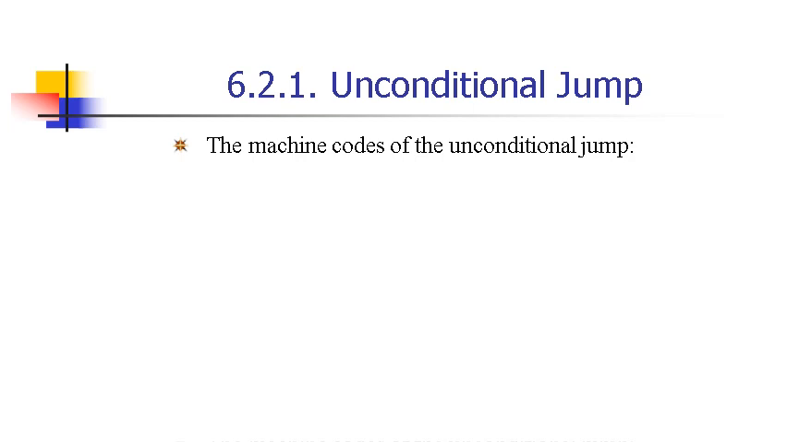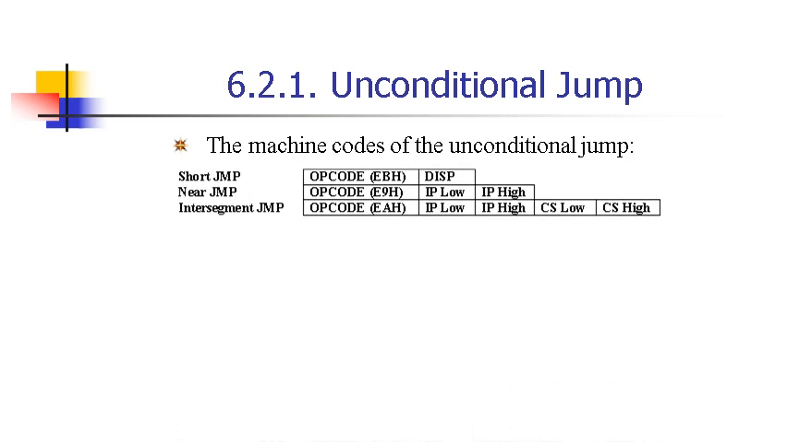The machine code of this unconditional jump looks like this. If you're doing a short jump, your displacement is only 8 bits. You provide only 8 bits, which means you may jump forward 127 bytes or backward 128 bytes. And the machine code is EB for this.